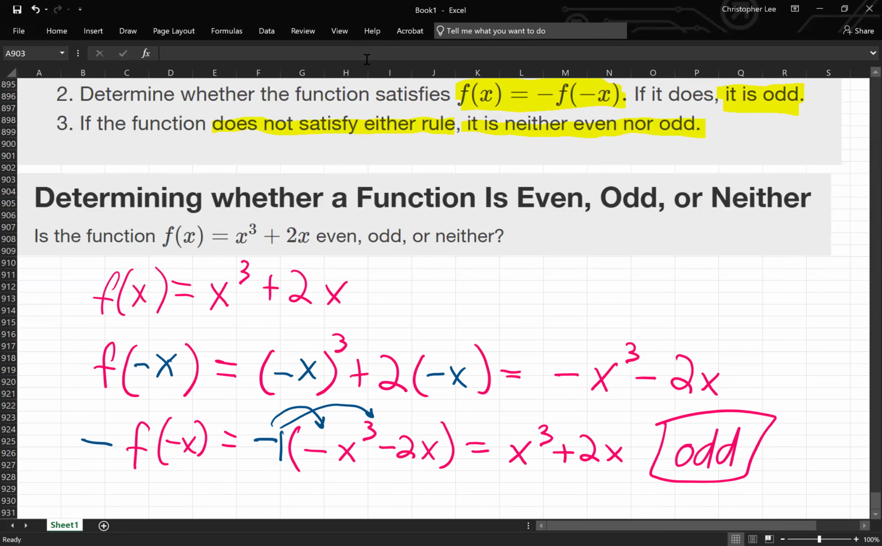Right after we verify that it's not even, we multiply the whole thing by -1 to verify if it's odd, right? If it comes back to the original function that we started off with, it's odd. But if it doesn't, if it's something completely brand new, that's neither even nor odd. Or we get a whole other equation. It wouldn't match.